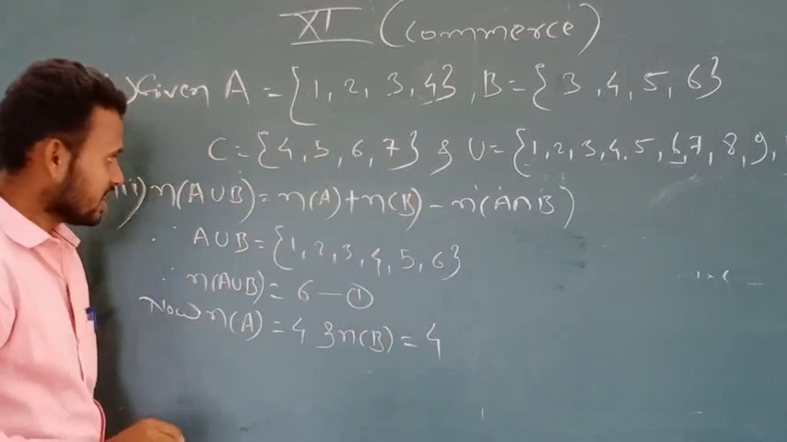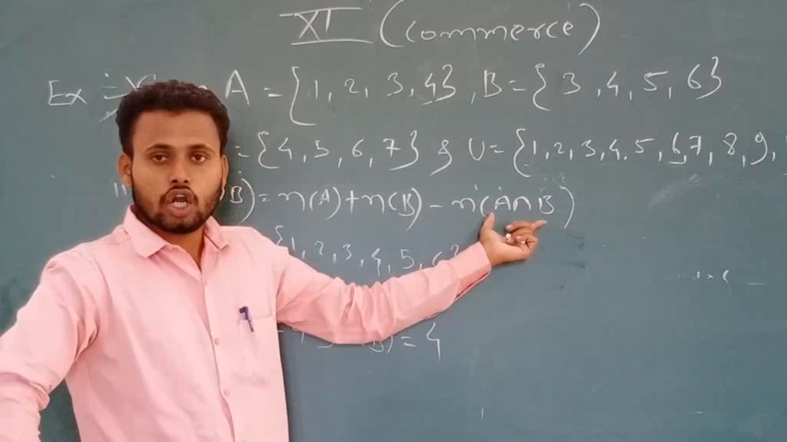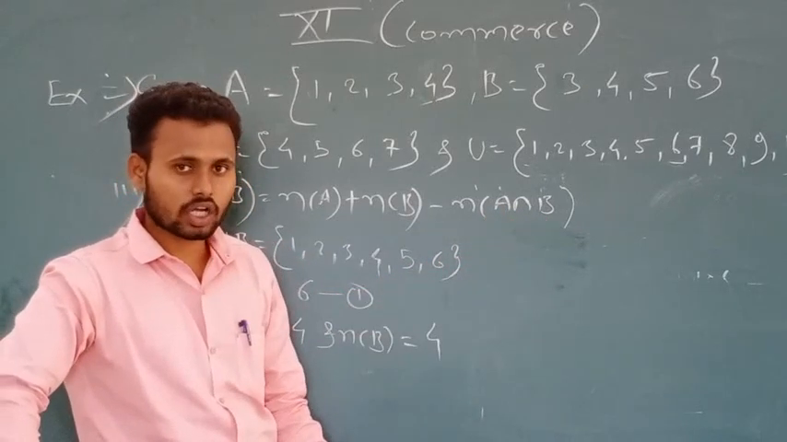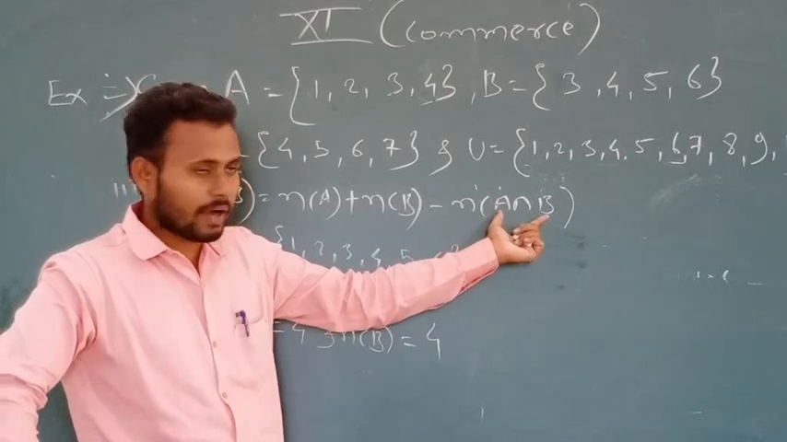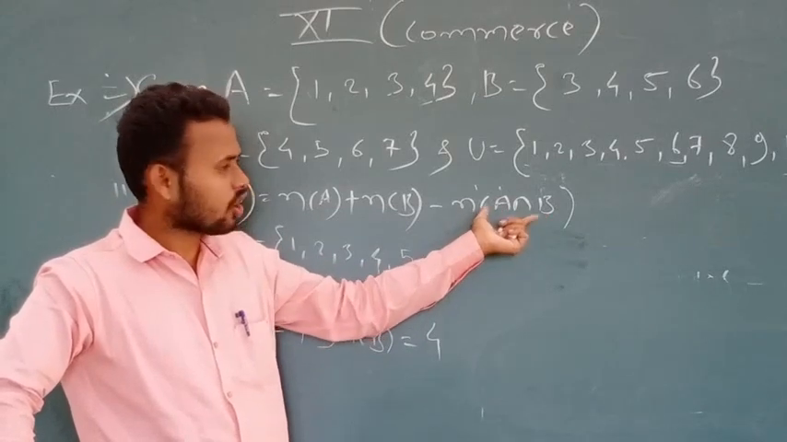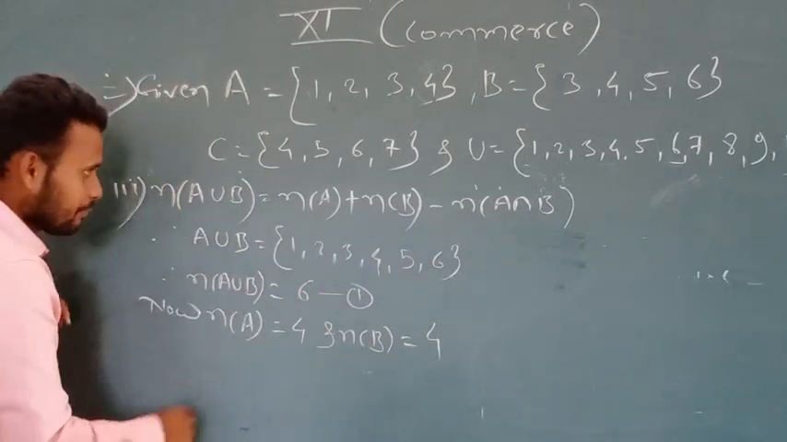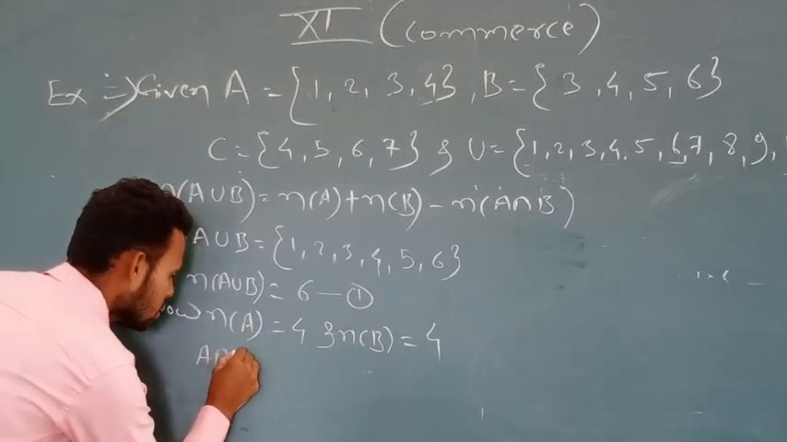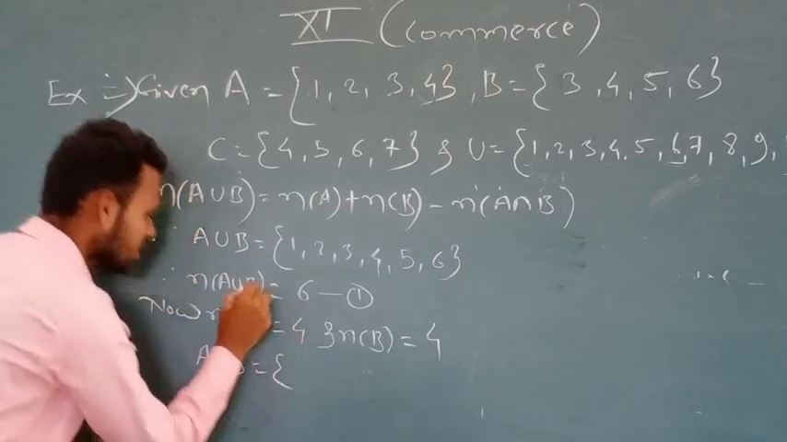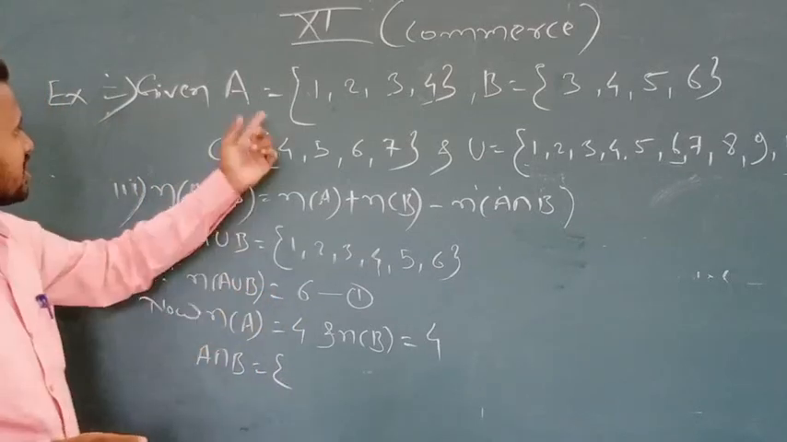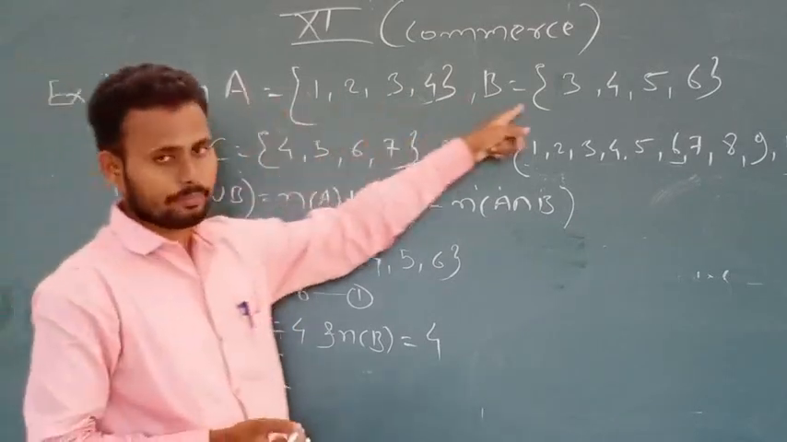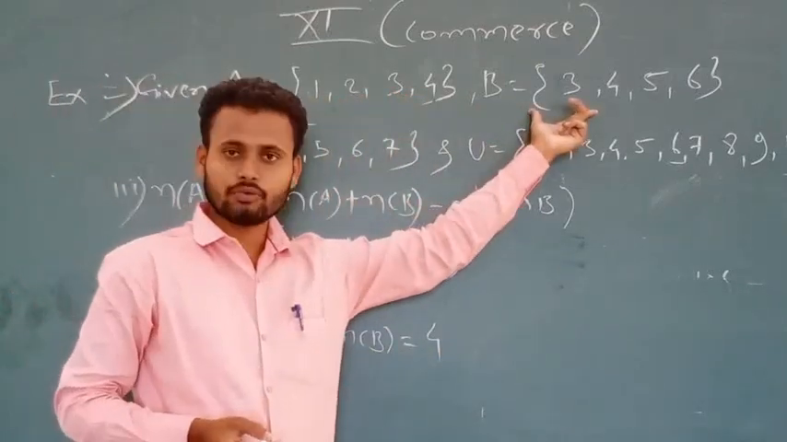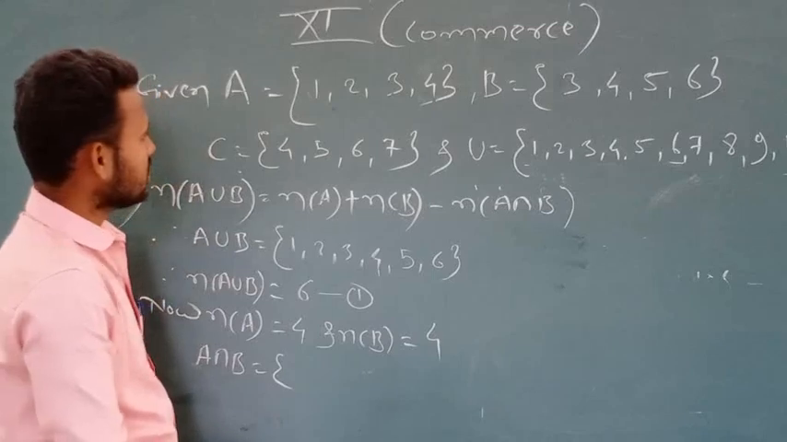1, 2, 3, 4. Then next, N of A intersection B. The number of elements inside A intersection B. How do we find it? First we will find A intersection B and then take N of A intersection B. Therefore, next line now. Here, A intersection B is equal to the set containing the elements of A intersection B, just take the intersection of the sets A and B. Intersection means what? Collect the common elements between the sets A and B. Common elements in sets A and B.